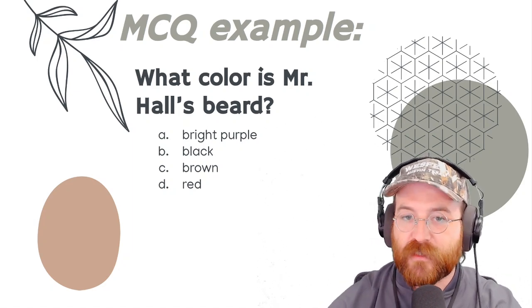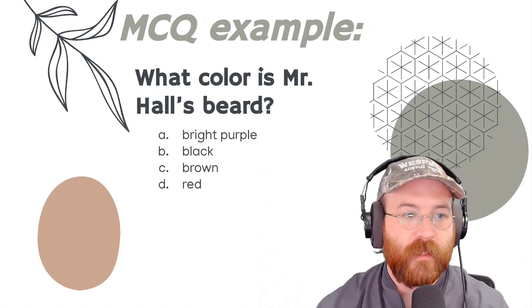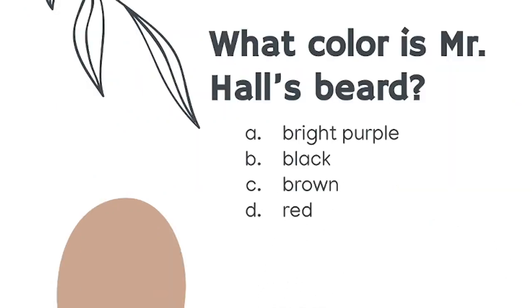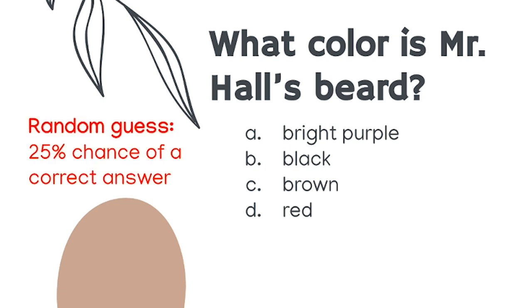So say the question is this: what color is Mr. Hall's beard? And I'll get out of here so as not to spoil it. The options are bright purple, black, brown, or red. So if I were to just guess out of nowhere, if I were to just go eeny, meeny, miny, mo and choose one of these answers, I have a 25% chance of getting a correct answer. That's if I don't eliminate any at all and I just pick at random. I have 25% chance of getting that answer correct, which is not great.